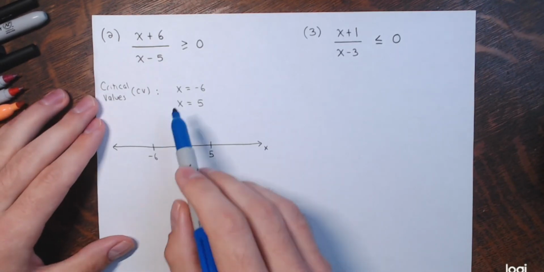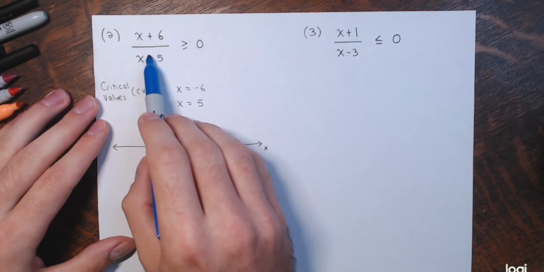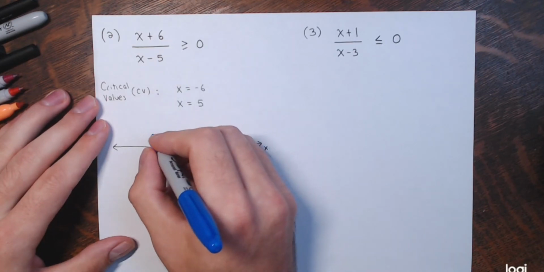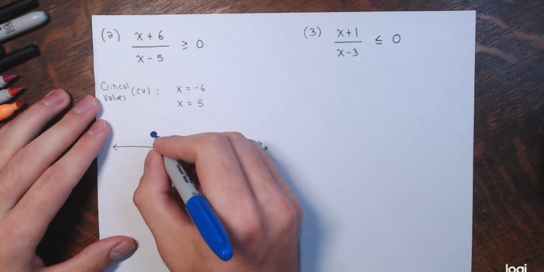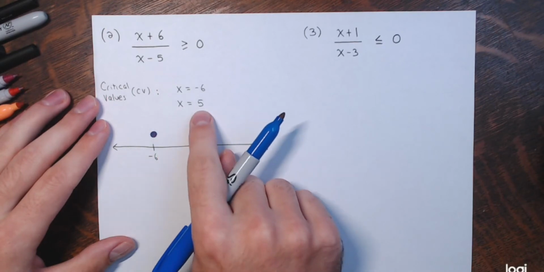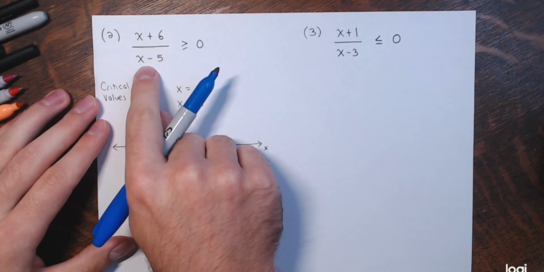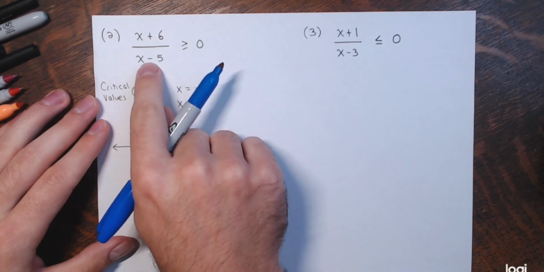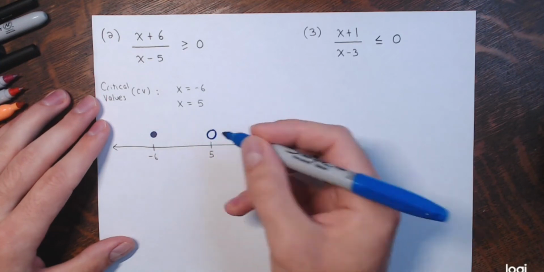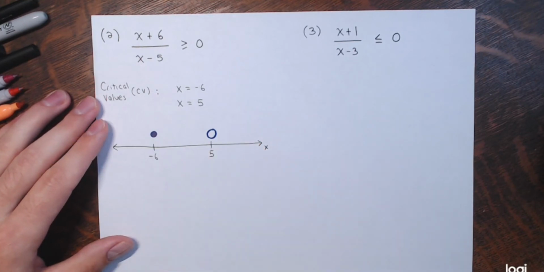Now negative 6, when you plug that in, you'd have 0 divided by negative 11. You'd have 0 is greater than or equal to 0. Well, the equal to part would be satisfied. So negative 6 is a solution. I put a closed point above that. Now positive 5, on the left side you'd have 11 divided by 0. Remember, you can't have denominators of 0. So 5 is not a good solution, so an open point above that, a hole, to indicate that 5 doesn't work.